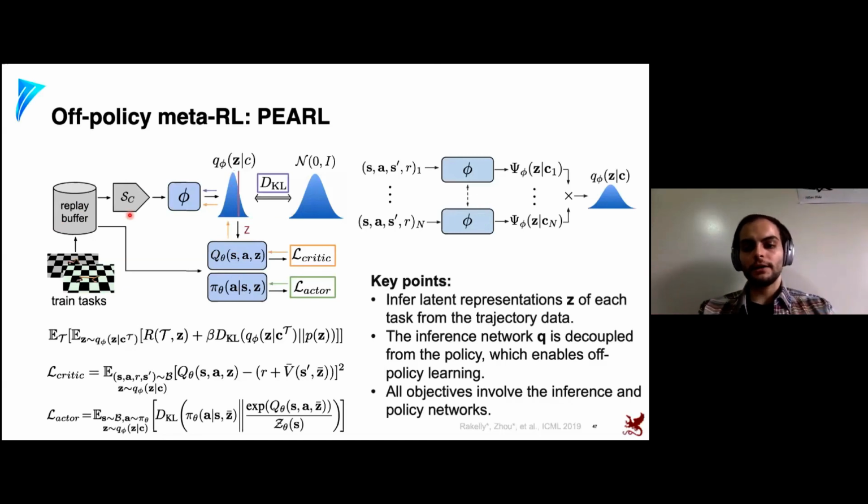And finally, all objectives in this case involve both the inference network and the policy network, or the Q network. If you look at both of these objectives, they all depend on the theta parameters and the phi parameters, and your algorithm is going to be iteratively optimizing the two. You're going to alternate between optimizing phis and optimizing thetas, as well as collecting more and more experience as needed.